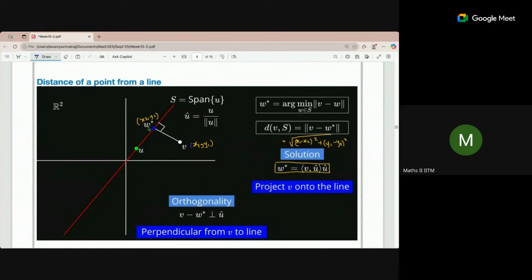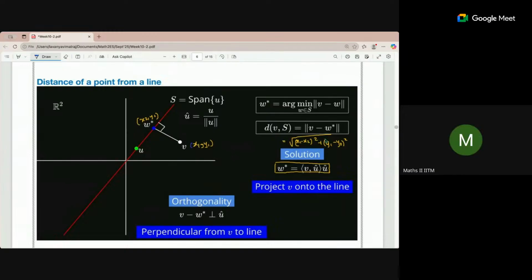The distance of v from S is the norm of v minus w star, where w star is the argmin of the norm of v minus w. Argmin means where this minimum is attained. Wherever you get the minimum distance, that is the distance between the point and the line. Do you understand how you define the distance of a point from a line? Is that clear?